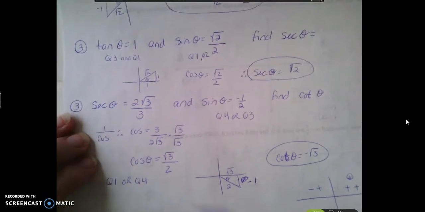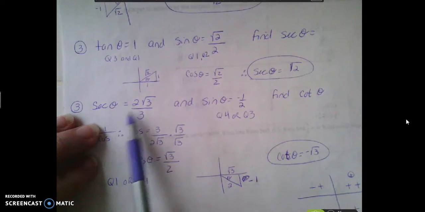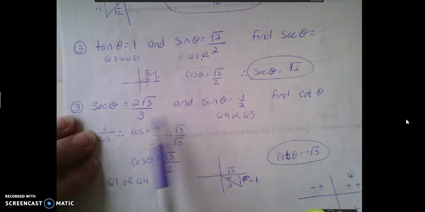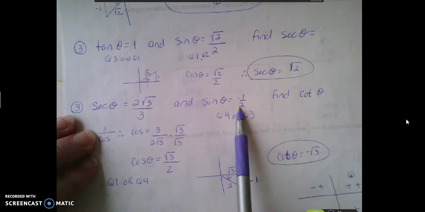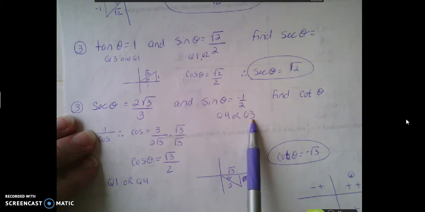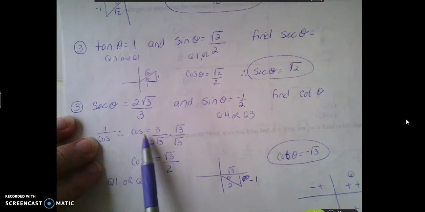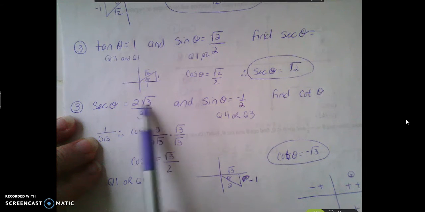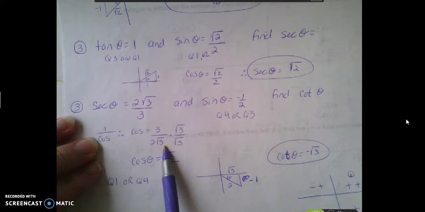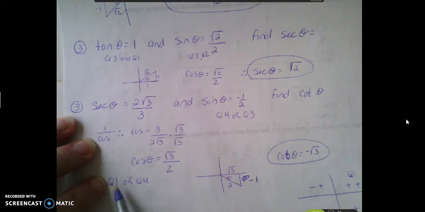Alright, the last one. We have secant of theta is 2 square roots of 3 over 3, and sine of theta is negative 1/2. Well, sine is negative in quadrant 4 and quadrant 3. So secant is 1 over cosine, which means cosine has to be the reciprocal of this. And then if I rationalize that, I get cosine is square root of 3 over 2. So cosine is positive in quadrant 1 and quadrant 4, so they have quadrant 4 in common.